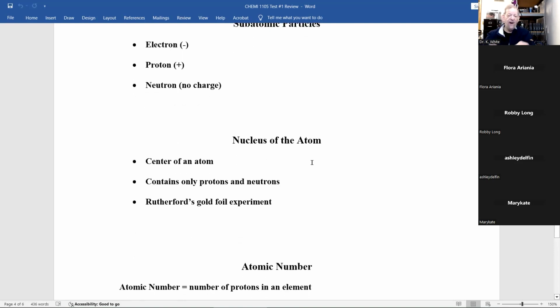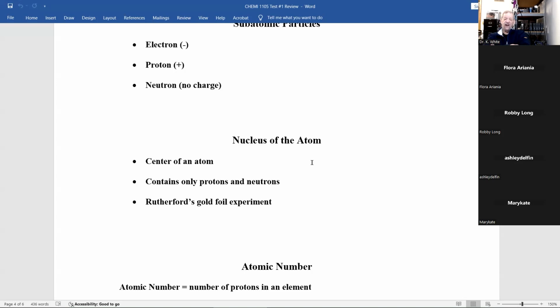Now, where are all these pieces? Well, you should know the center of an atom, called the nucleus of the atom, contains only protons and neutrons. Again, the nucleus of the atom, which is the center of the atom, right in the very center, is where the protons and neutrons are.